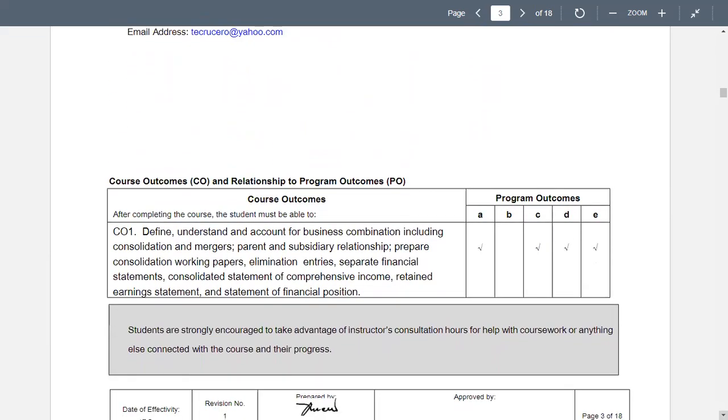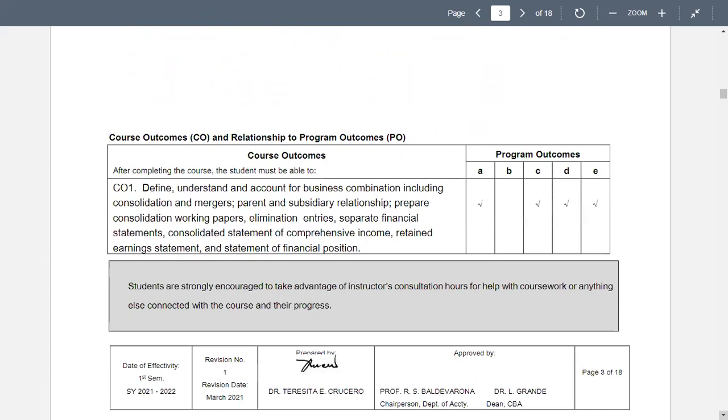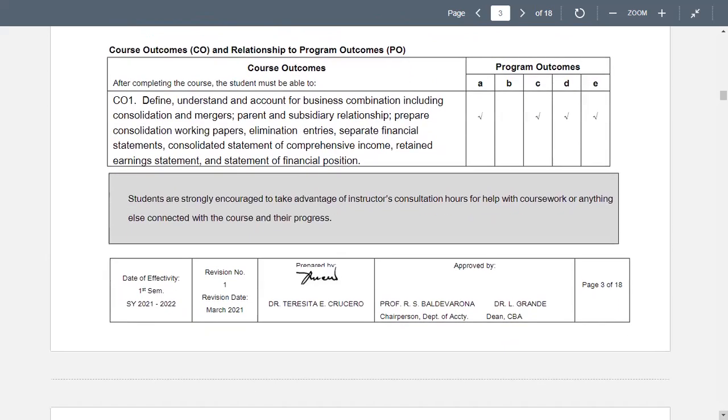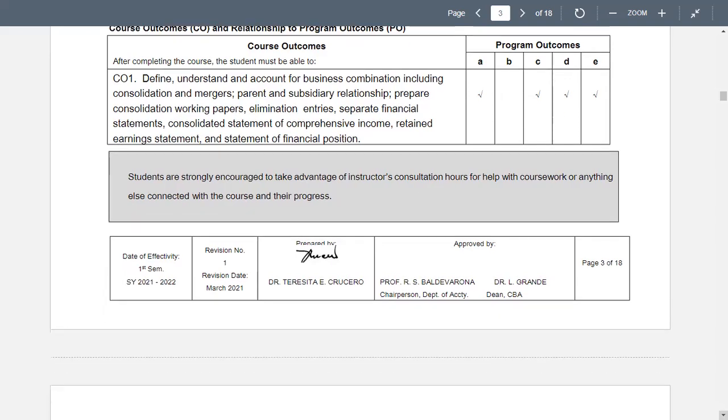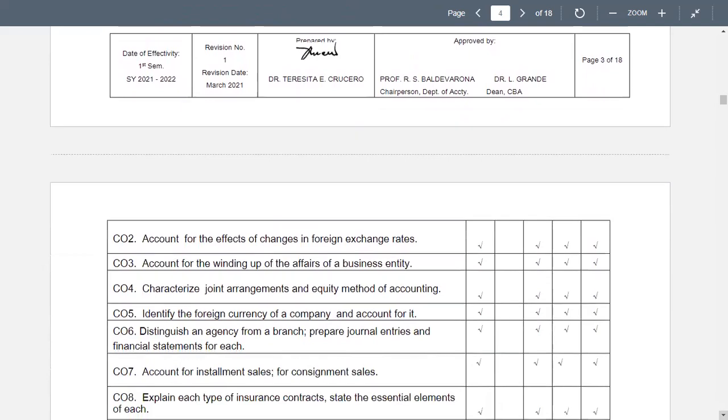Now we have the course outcomes and their relation to program outcomes. Course outcome number 1: define, understand, and account for business combination, including consolidation and mergers, parent and subsidiary relationship, prepare consolidation working papers, elimination entries, separate financial statements, consolidated statement of comprehensive income, retained earnings statement, and statement of financial position.